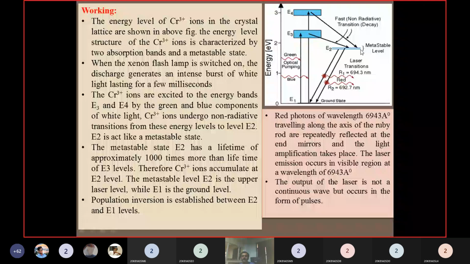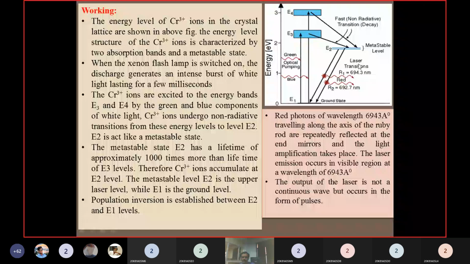Now transition occurs between the E2 and E1 levels. This transition depends on the energy difference, E2 minus E1. That energy difference corresponds to red energy, so the emitted light is red in color. The emitted light has two different wavelengths: one is 694.3 nanometers and the other is 692.7 nanometers. Both are red.